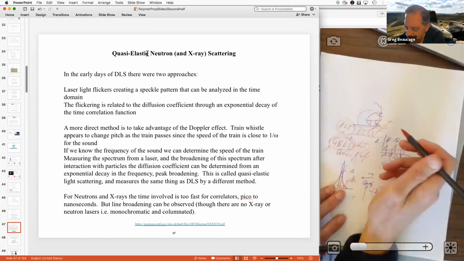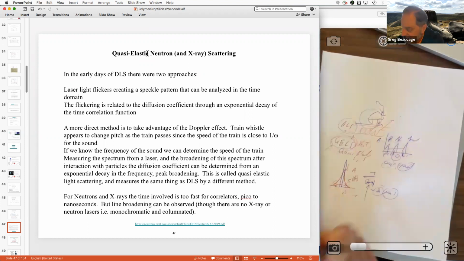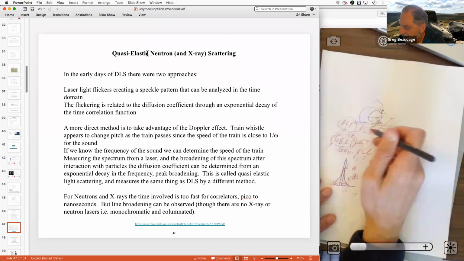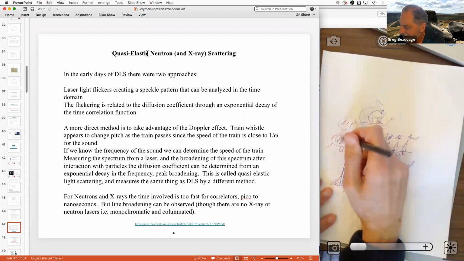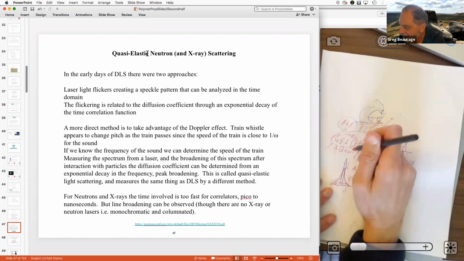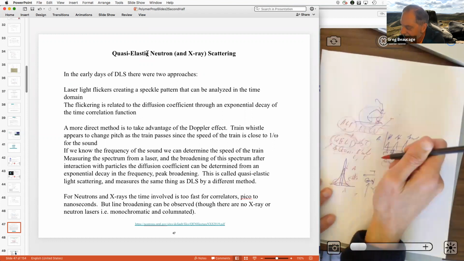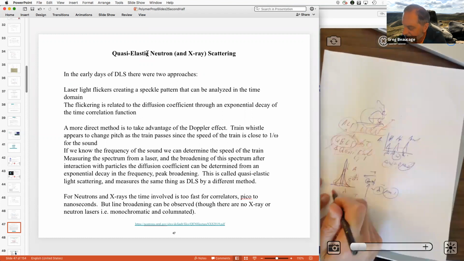So there's two ways to look at this, right? In neutrons, people use this quasi-elastic because you can't get monochromatic beams with neutrons, it's not a laser. And it's easier to measure it this way for some reason. I'm not really sure, but basically they tend to use quasi-elastic.